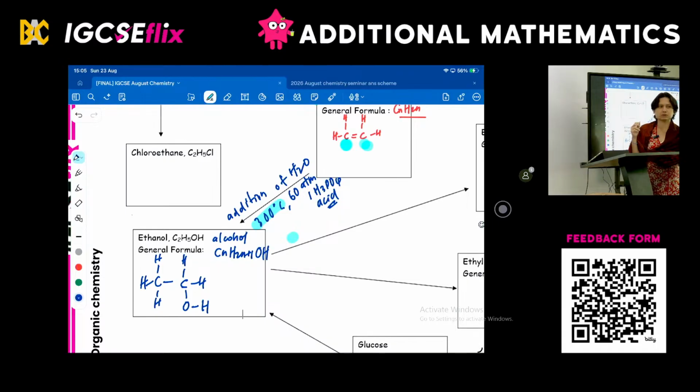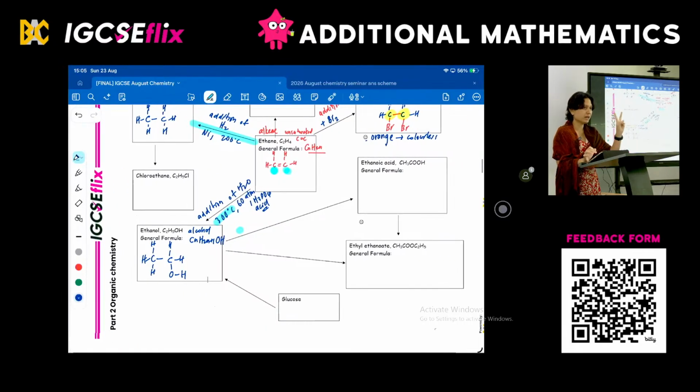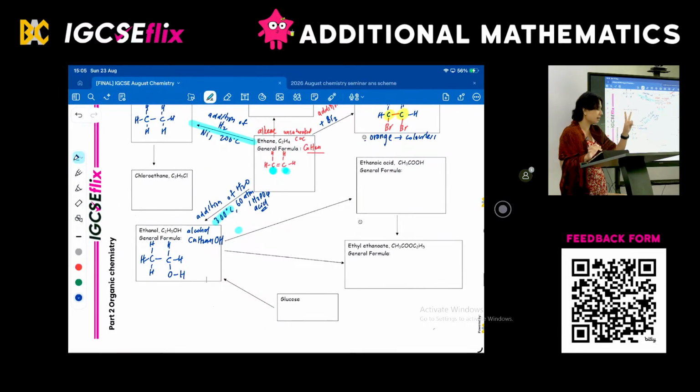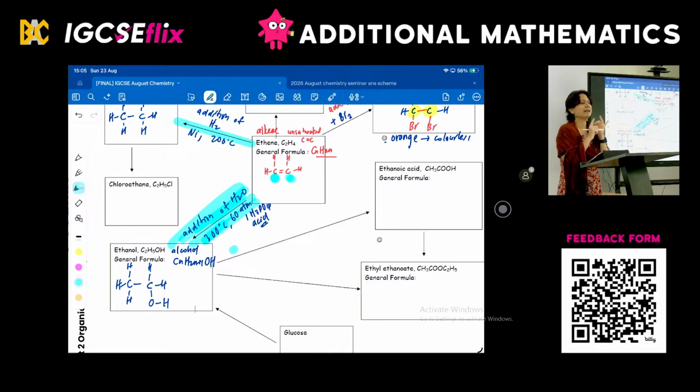Okay, now, there are 2 ways to make alcohol. One way is hydration. Is this way good or bad? Both. This way is using alkene. So this is called addition of steam at 300 degrees Celsius, 60 atmosphere. What percentage of ethanol will I get? 100%. I will get 100% ethanol.